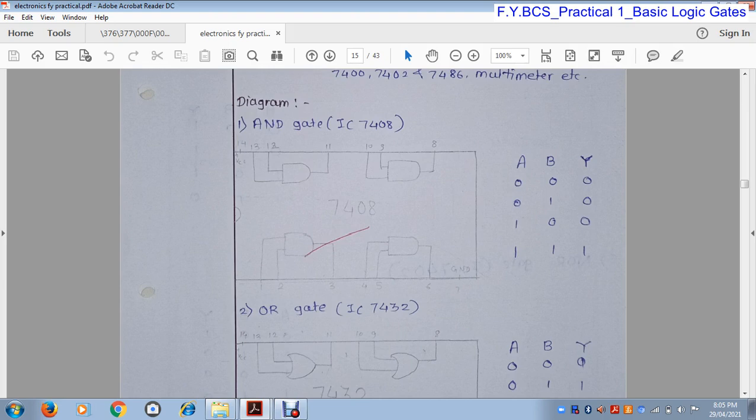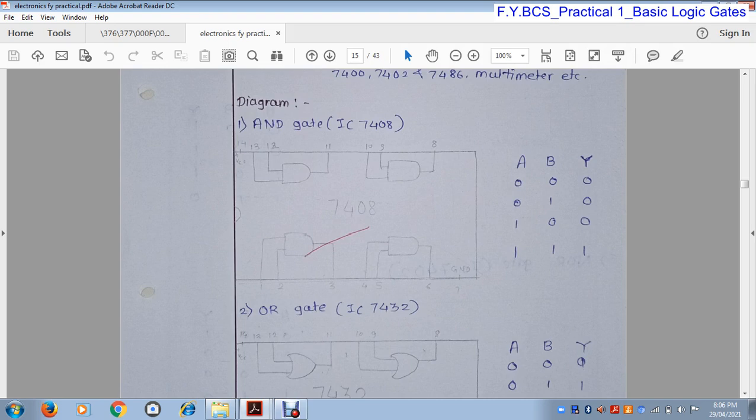Okay, this is the truth table of the AND gate. We know that the AND gate performs a multiplication operation. A and B are the two inputs and Y is our output. When both inputs A and B are 0, we get the output 0. So when both inputs are low, our output is also low. Next, input A is 0 and input B is 1, and the AND gate performs multiplication: 0 into 1 is 0. So the output is 0.